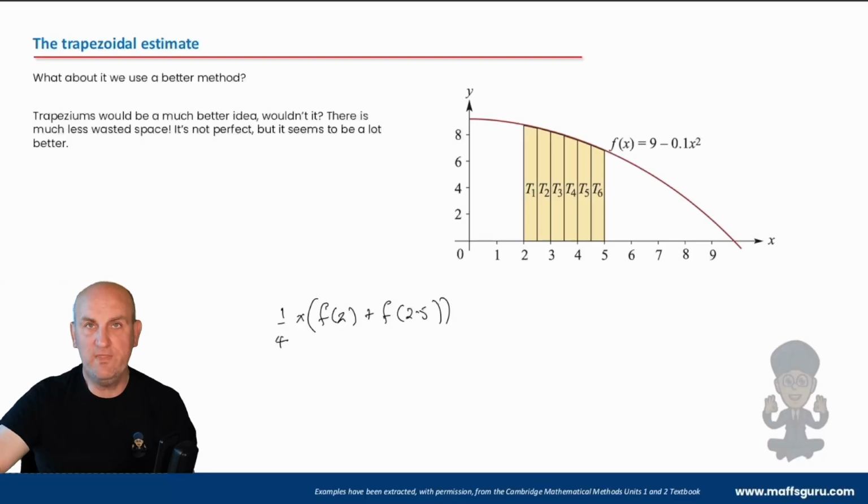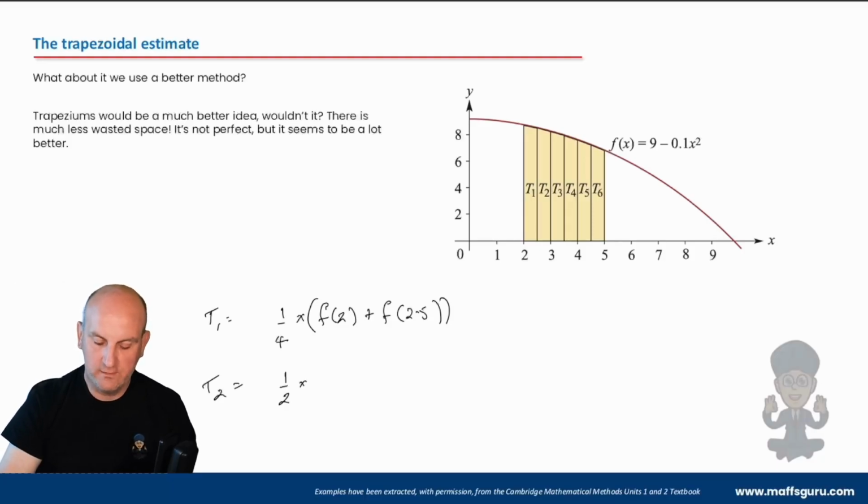Okay. What about the next one? What about the next trapezium? So this would be T1. What about T2? Well, that's once again going to be a half times f of 2.5 plus f of 3 times a half. Well, that half times a half is once again going to give me a quarter.